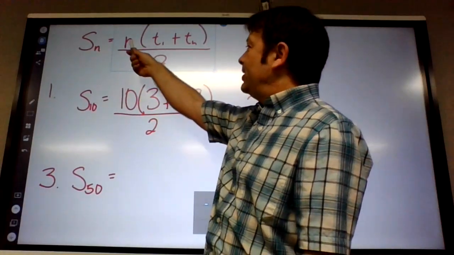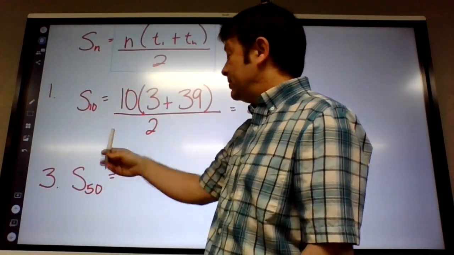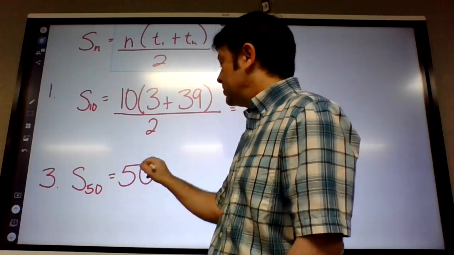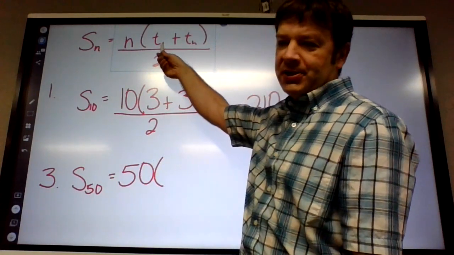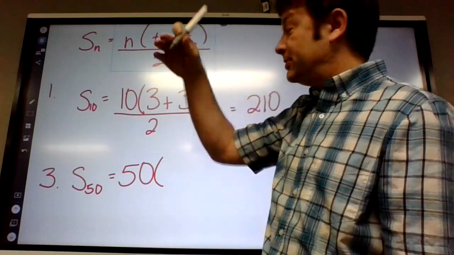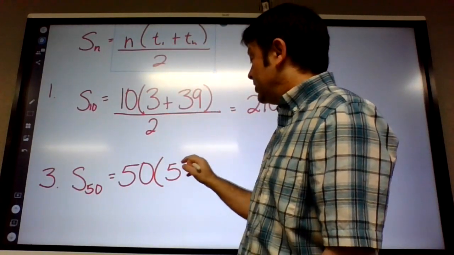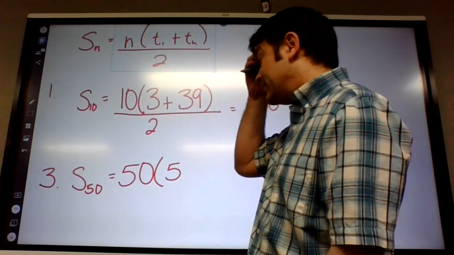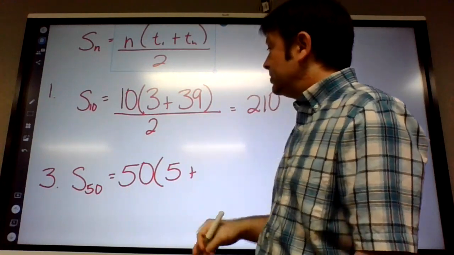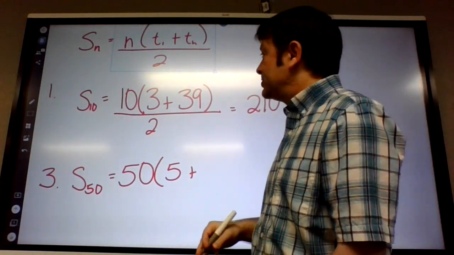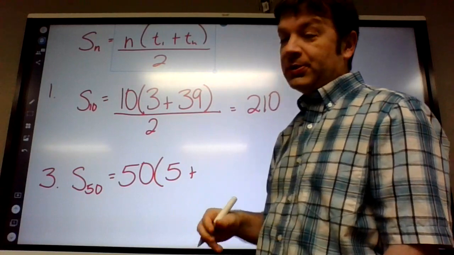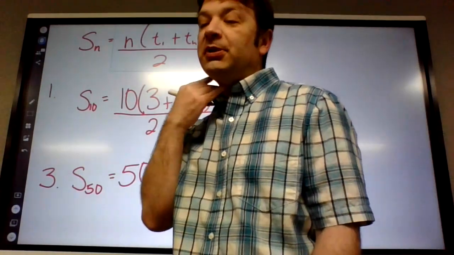So what is my n value? What's going to go up front? 50. Okay, what's my t sub 1 on number 3? You've got to look at the problem. It's 5, it's the first one. Okay, now this time they don't tell us what t sub 50 is. Like what's the 50th term going to be?